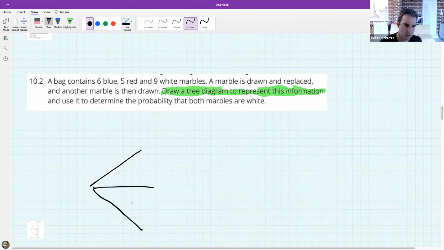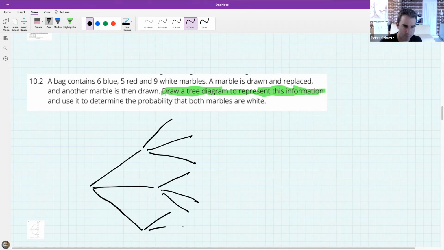So I think my diagram actually has to have 3 choices each time, because whenever I'm drawing, I could have red, blue, or white, and then red, blue, or white. So I'm just going to go like that.